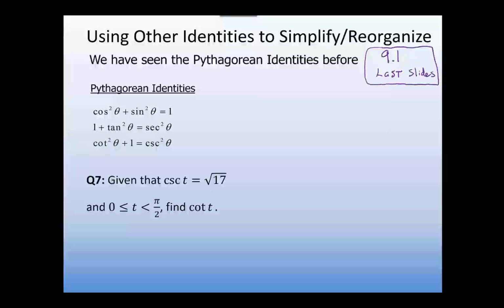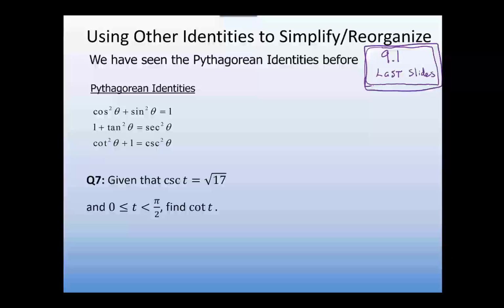Hi class, what we've got here is the last couple of slides from our PreCal Math 176 section 9.1. Some of you have already seen this and got a good start on it. Some of you may want to see it again, or may not have seen these last couple of slides. Your paper doesn't look exactly like this. I spread it out a little bit, put just question 7 on one slide. But we're looking at using other identities to help us do more things.